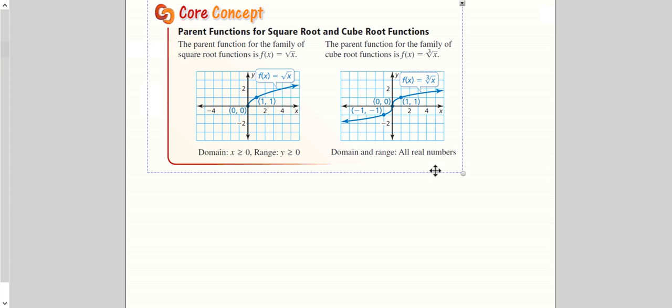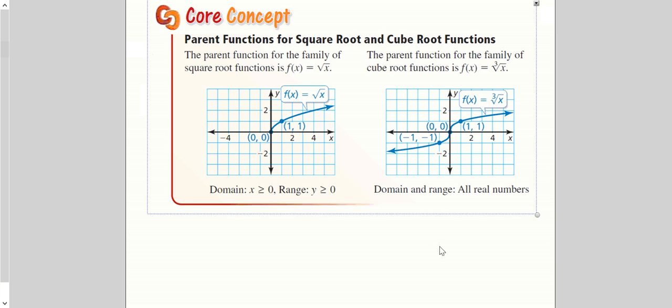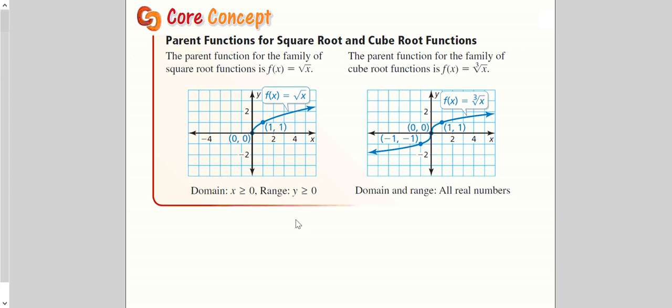Parent functions for square root and cube root functions. The parent function for the family of square root functions is f of x equals the square root of x. Your domain, x is greater than or equal to 0. The range is y has to be greater than or equal to 0. Because remember, the square root of a negative number is imaginary, and we only graph real numbers.